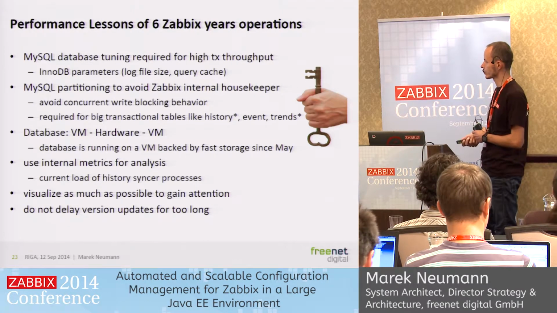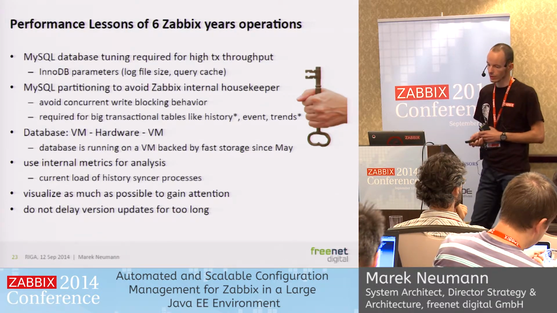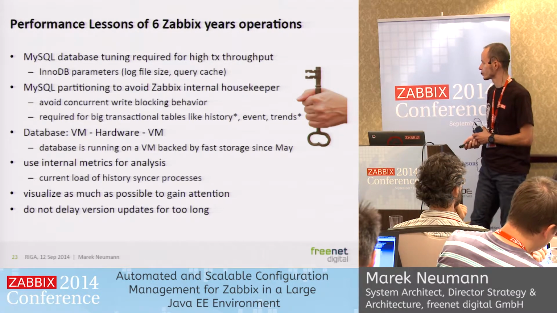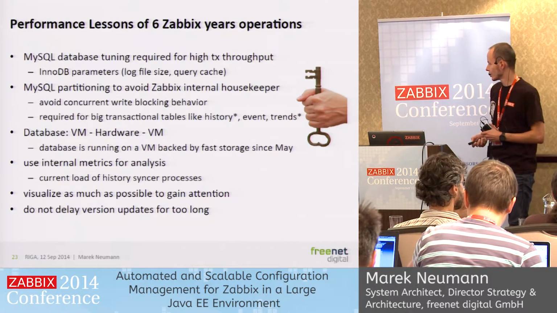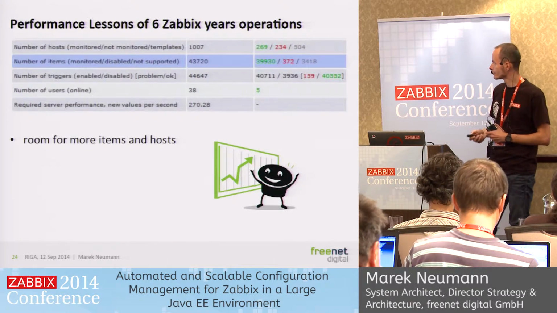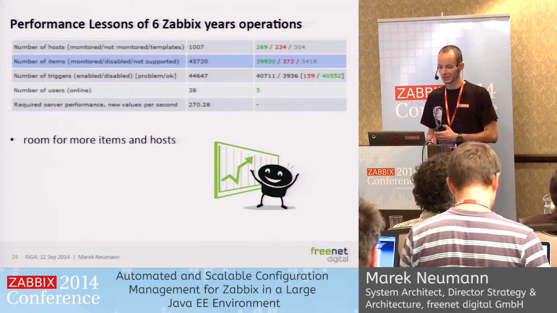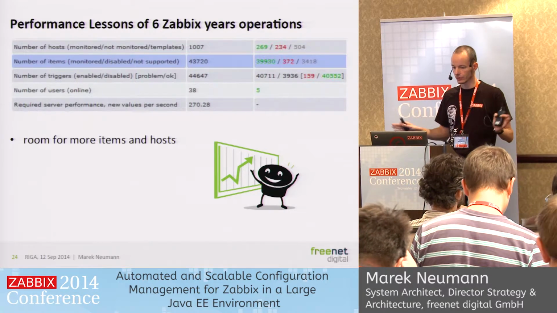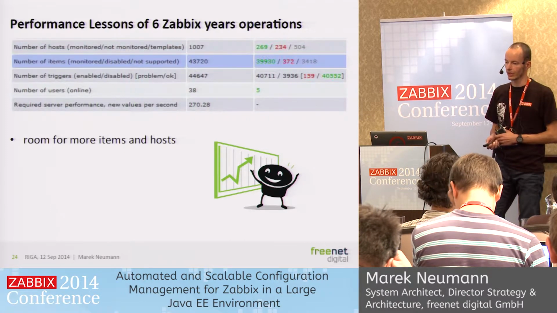We always use internal metrics for analysis, for example, to visualize the history syncer usage. What we try to avoid in the future is to wait too long for any updates. So we want to migrate to Zabbix 2.4, hopefully in a very short time. Yeah, this is nothing spectacular, I think. We all have already seen higher numbers today, but there is still a lot of room for increasing the number of hosts and the number of items.